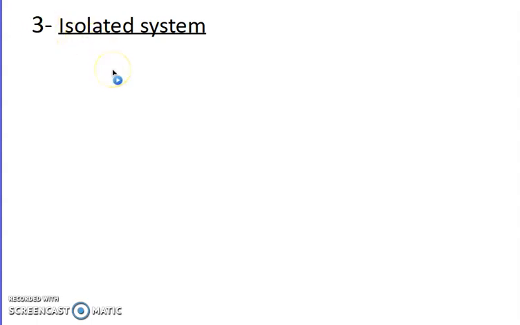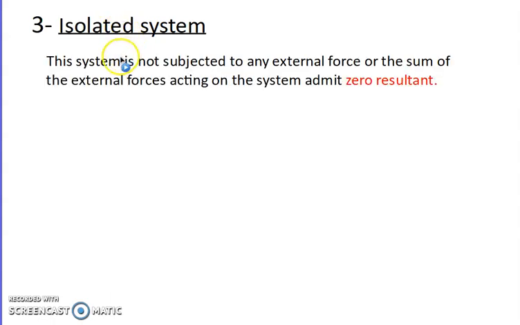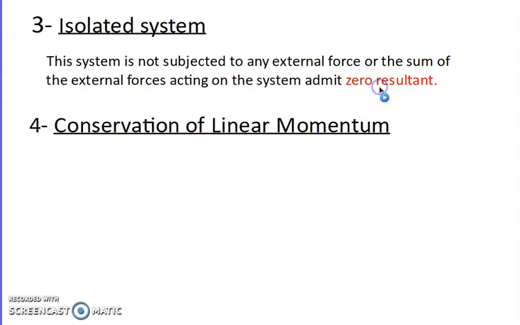First, I will explain the meaning of isolated system. What do you mean by isolated system? By definition, the isolated system is a system which is not subjected to any external force, or the sum of the external forces acting on the system admits zero resultant. I mean, sum of forces equals 0. Okay? So now, conservation of linear momentum.